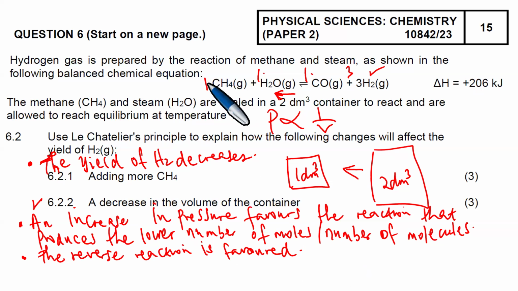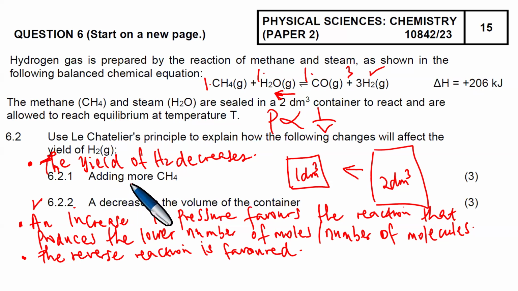And you can see the lower number of moles are actually on the left, and on the right you have 1 mole of carbon monoxide and 1 mole of hydrogen. And on the left you have 1 mole of methane gas, CH4, 1 mole of water, steam, H2O. So an increase in pressure favors the reaction that produces lower number of moles, and it means the reverse reaction is favored.